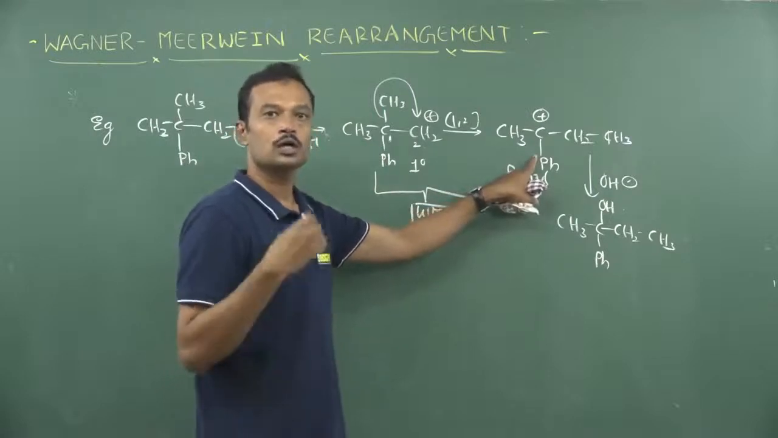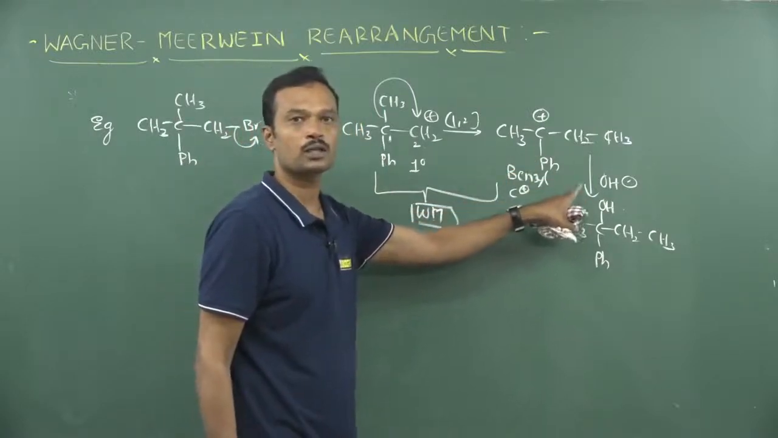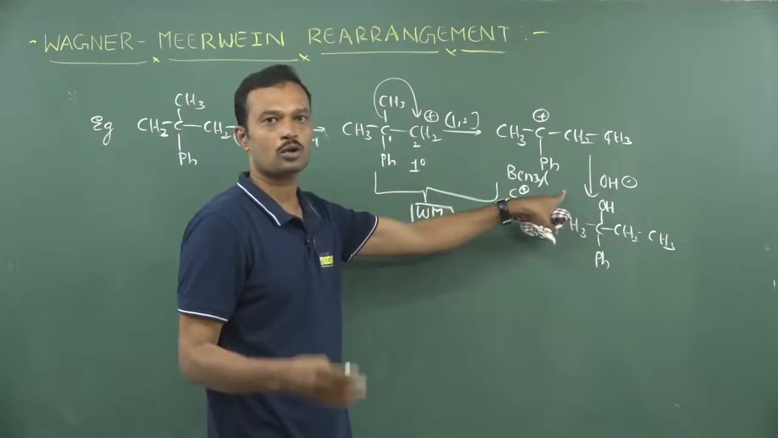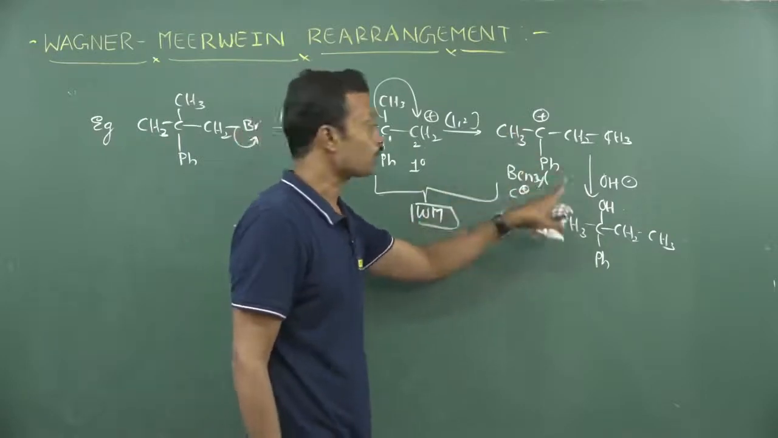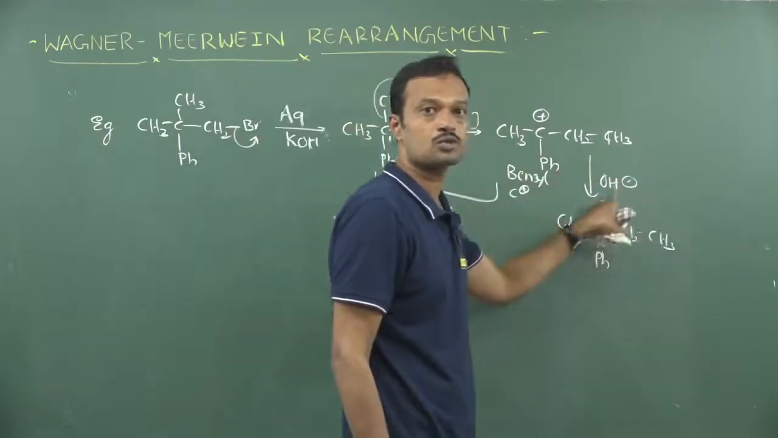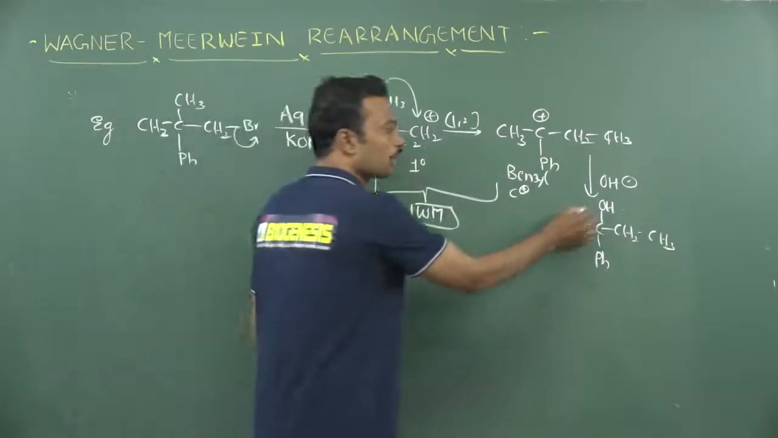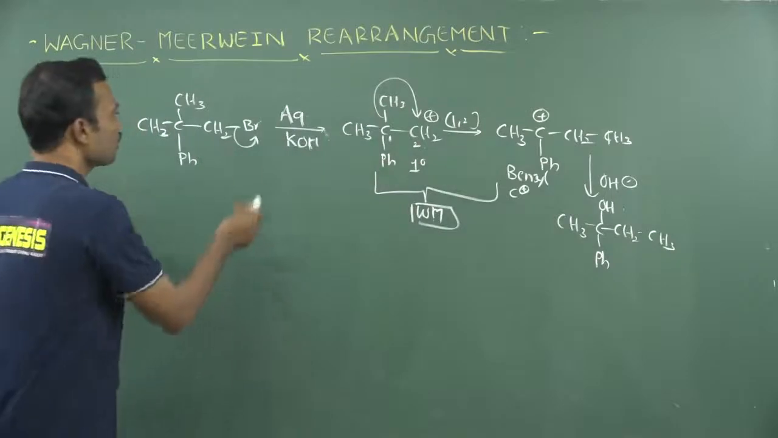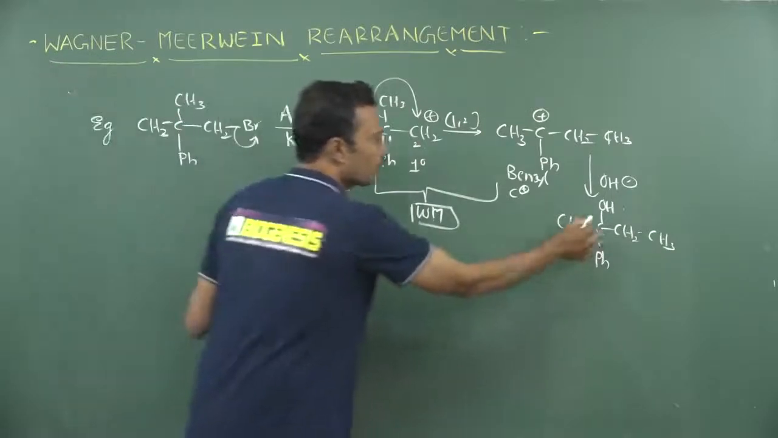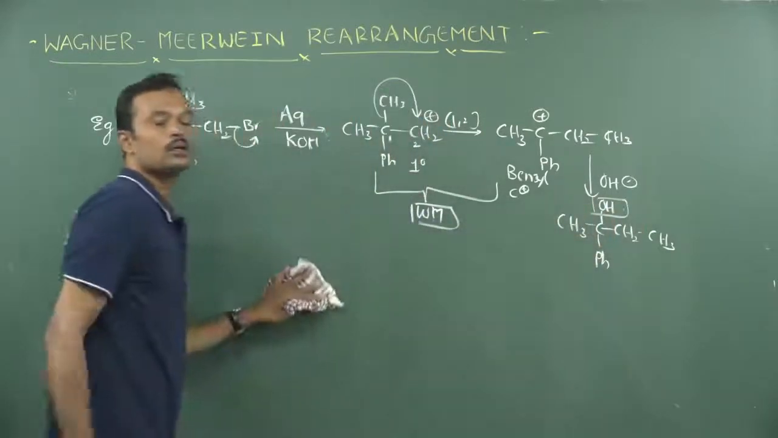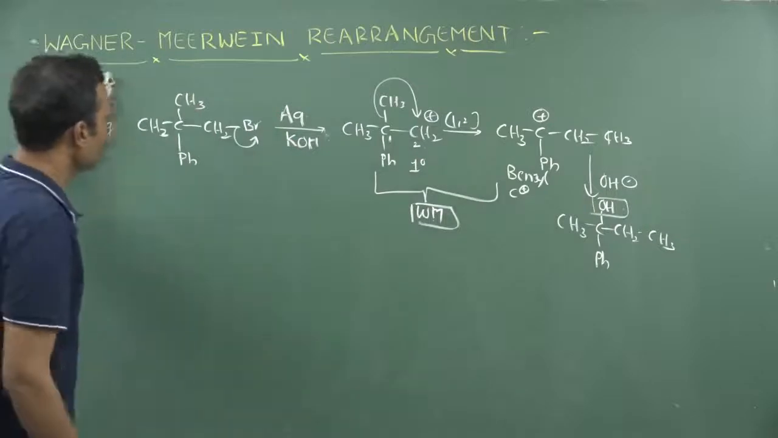Later on, the product formation completely depends upon the reagent which we are using. Aqueous potassium hydroxide is used as a nucleophile. Potassium hydroxide in alcoholic medium is used as a base. So in basic medium you will get olefins. In aqueous medium you will get an alcohol derivative. See, here we are using a bromine, and finally we are getting an alcohol. So it is the best example of a substitution reaction.